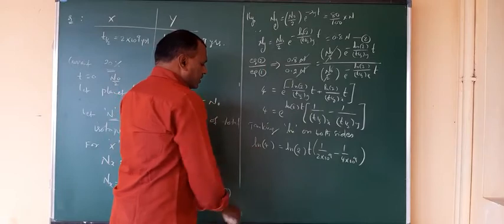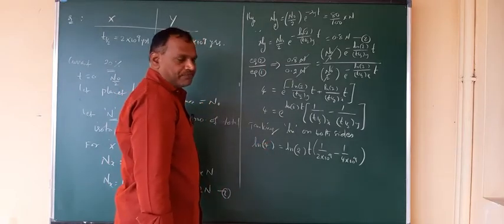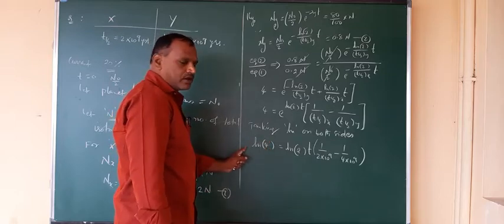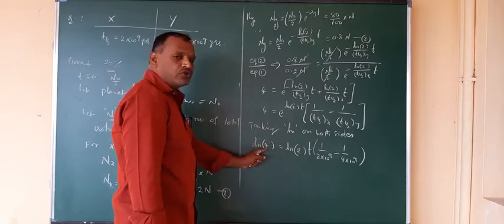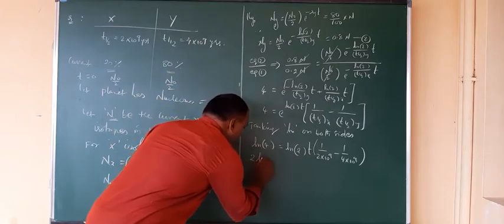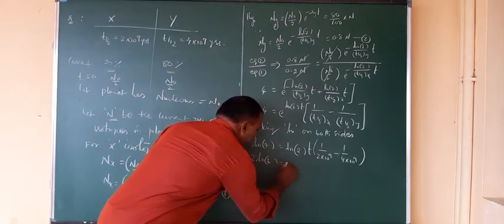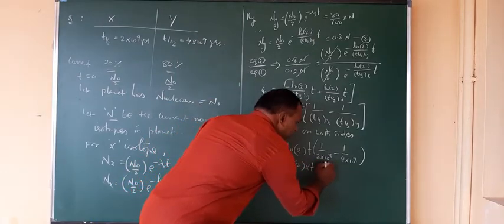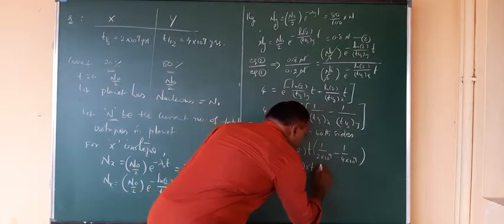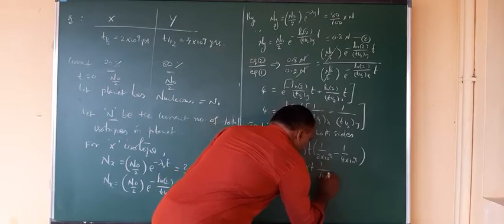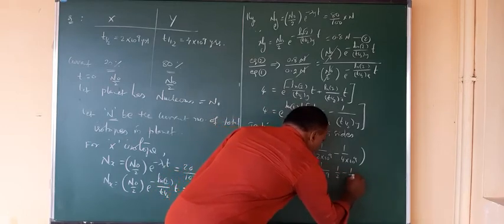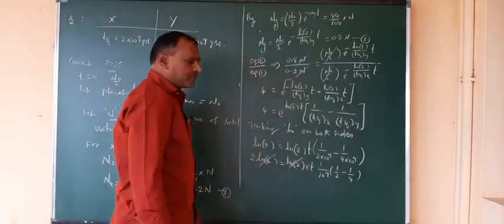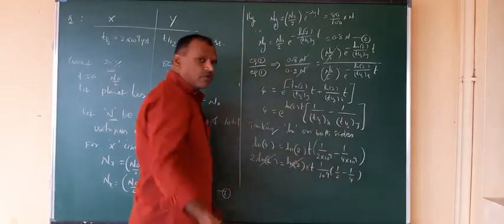Further, ln 4 can be written as ln of 2 power 2, so this 2 comes down. I can write it as 2 times ln 2. So 2 times ln 2 is equal to ln 2 into t. Here the common value is 1 by 10 power 9, which you can take common, times 1 by 2 minus 1 by 4. Now the ln 2 cancels, and 1 by 2 minus 1 by 4 gives you 1 by 4.